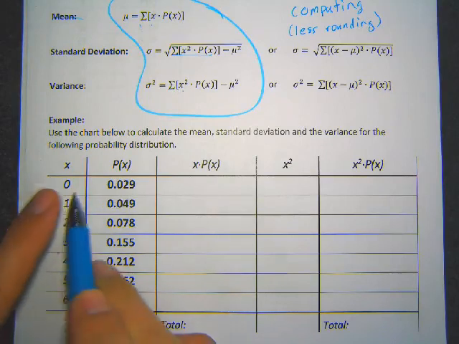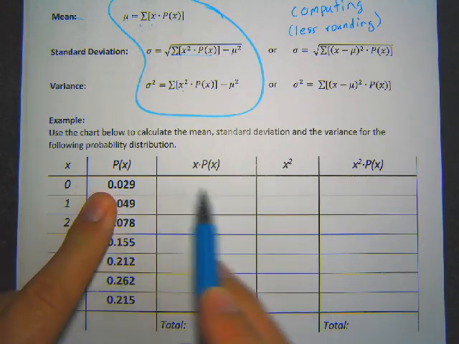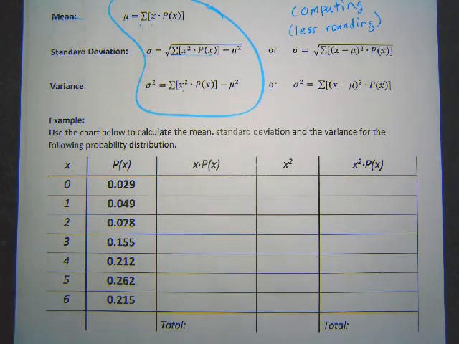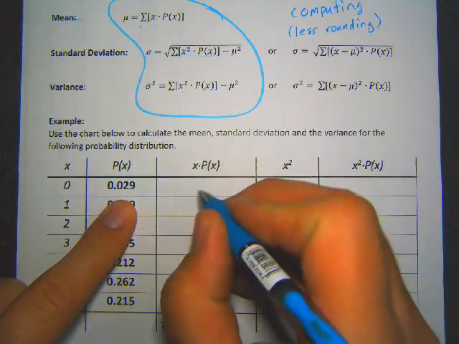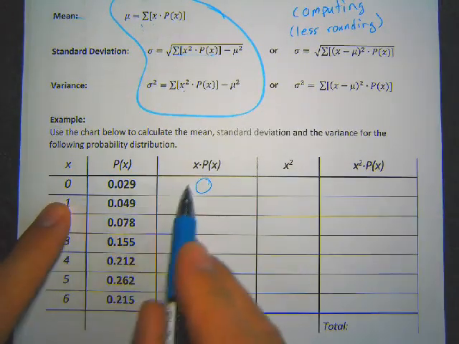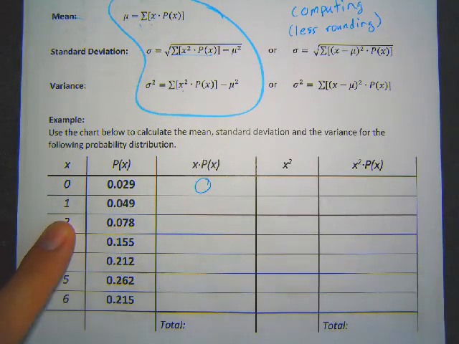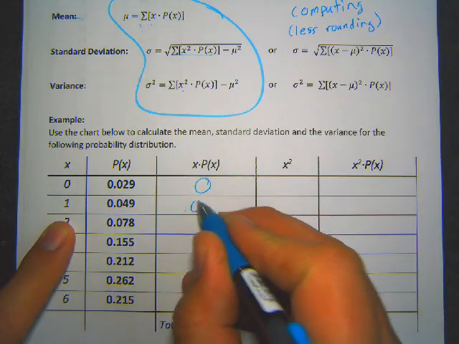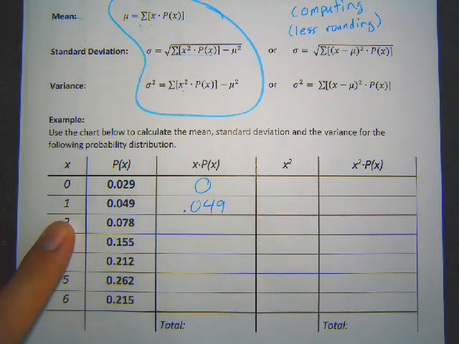So we get each value and multiply times the probability, and then I'm going to just fill that in here. I left myself some space here. So I do 0 times 0.029, well, that's going to be 0. That one's pretty easy, because 0 times anything is just 0. 1 times 0.049 is going to just become 0.049. When you multiply times 1, it doesn't change.